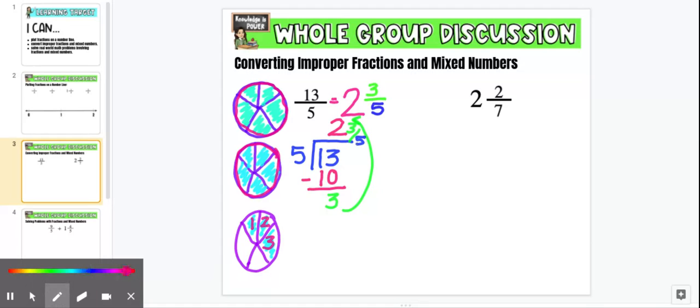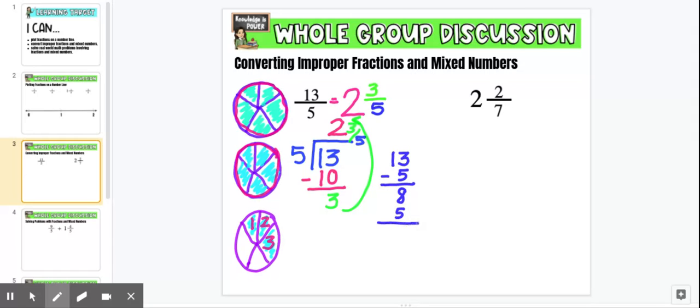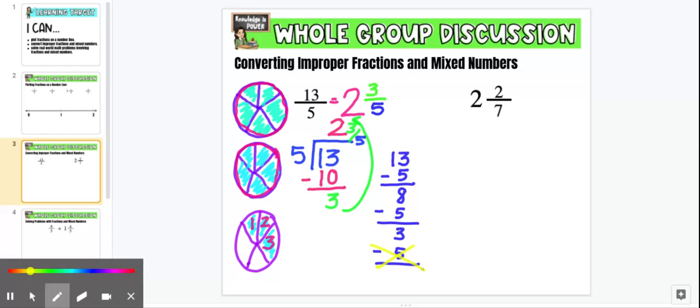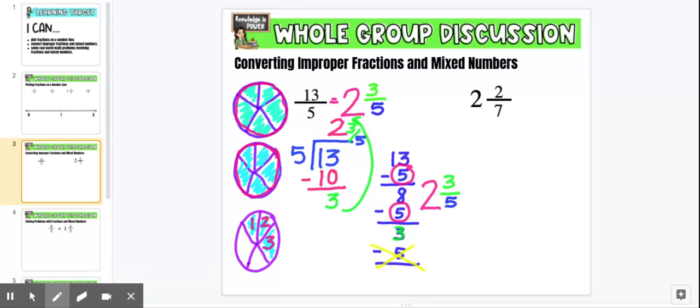I have a lot of people that say, well, Miss Blunt, I don't really like division. It's still confusing. So you can take 13, your numerator, and you can take away 5. You get 8. Take away 5 again. We're seeing how many times we can take away 5 from this number. Well, that's it. You say, we took away 1, 2 5s. There was 3 left over. And your denominator is always going to stay the same. So either way, any way you do it, you get 2 3/5.